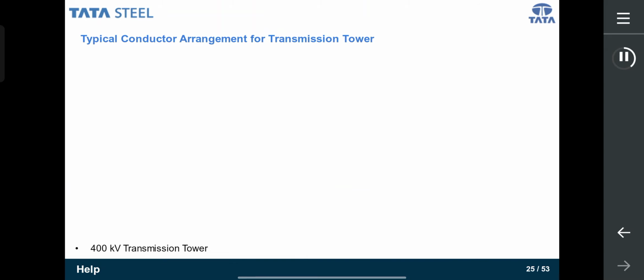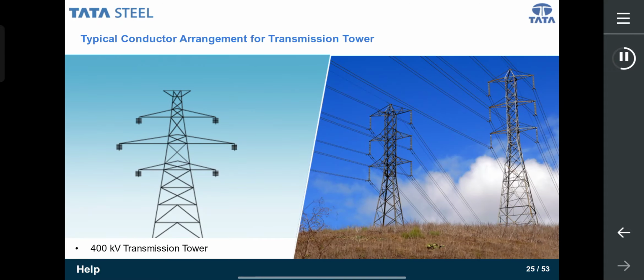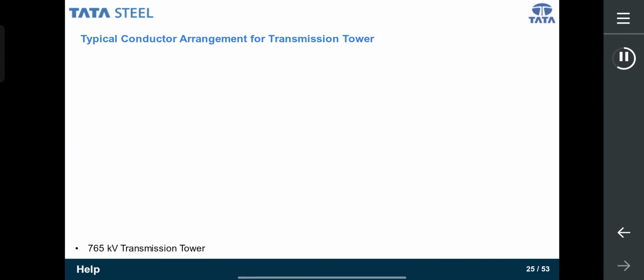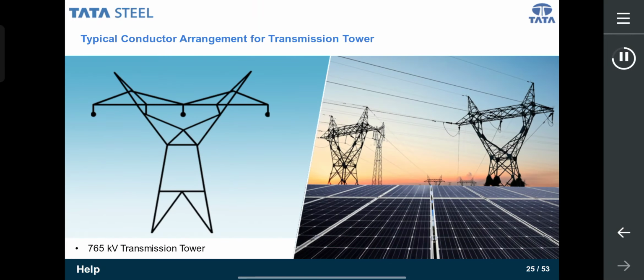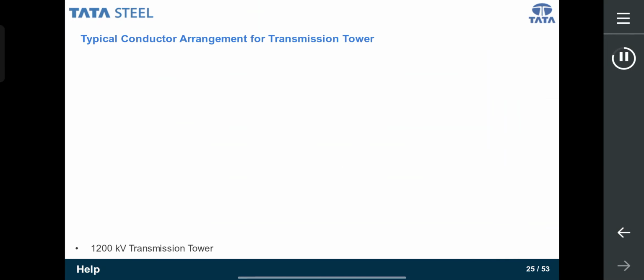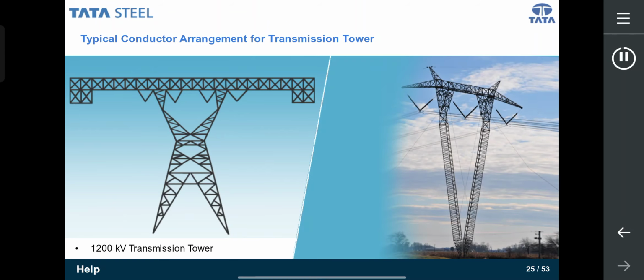This is the 400 kV transmission tower arrangement. This is the sketch of it and this is the real-time image. This is the 765 kV transmission tower arrangement. This is the sketch of it and this is the real-time image. This is the 1200 kV transmission tower arrangement. This is the sketch of it and this is the real-time image.